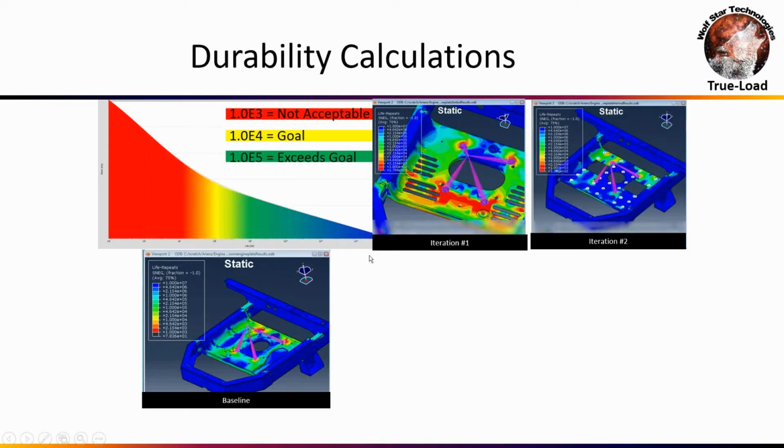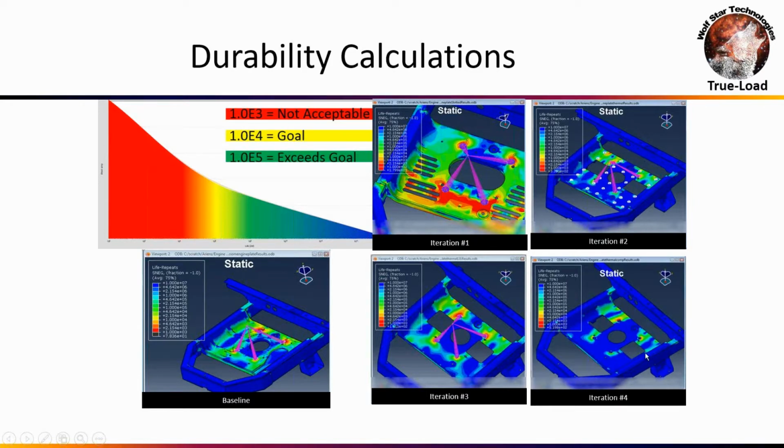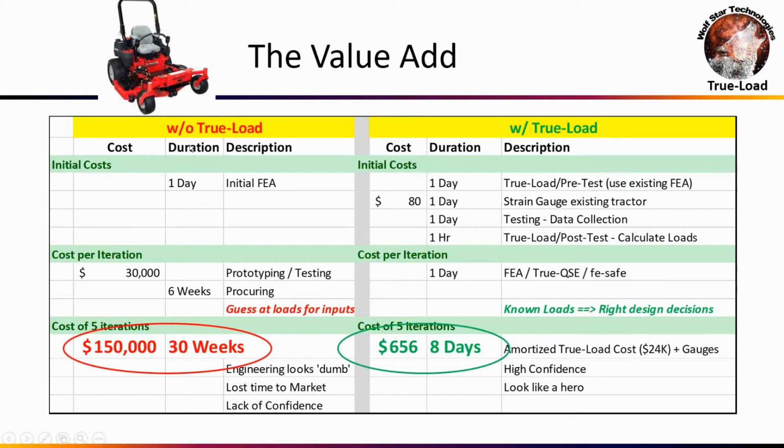Then, using that same load history, we came up with a redesign. By the end of the week, we had a redesign that gets them all the loading they need to do redesigns properly, the airflow they need, and they've actually got better durability than they started off with. When we talked to the engineers at this company about how this went, they said that if they did it traditionally without TrueLoad, each design iteration cost them $30,000 and 6 weeks to procure the parts. So we did 5 iterations, $150,000 in 30 weeks. With TrueLoad, we did all that in 8 days and under $1,000. So this is some of the benefit and cost benefit analysis you get.